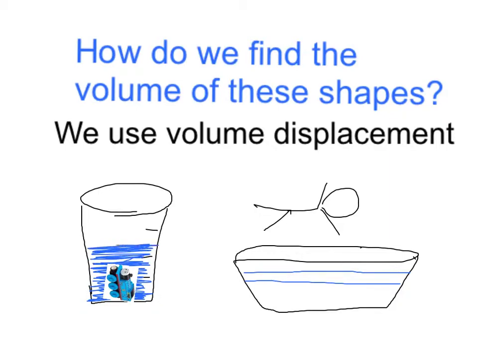Now what we need to do to find that is find out what the first level of the water was, and then find out the second level after we put in the object, and then if we take them away, we'll find the answer. Now this isn't explained very well, so I'm going to show you a quick video of how I could explain it a little bit better.